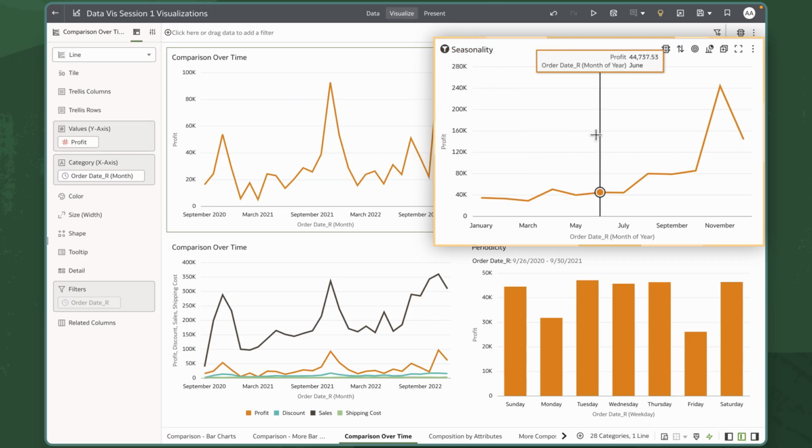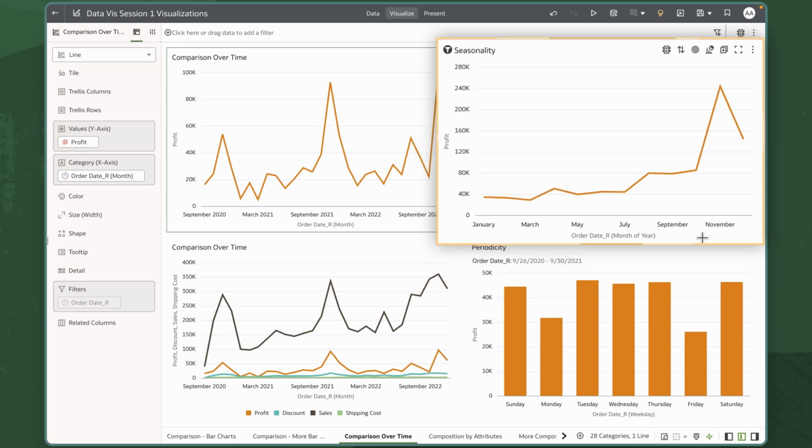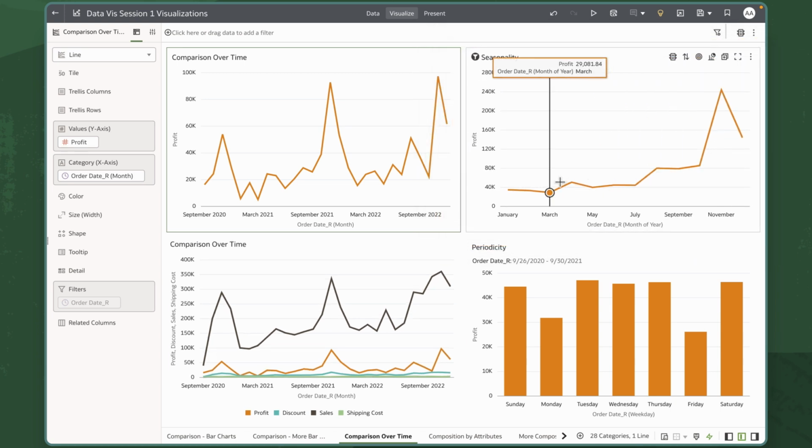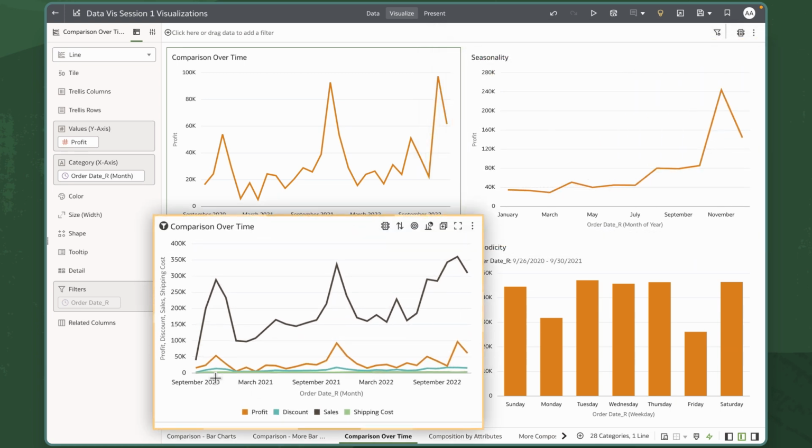This visualization shows which months have the most profit over a period of a few years, using the order date time dimension on the x-axis. I can also compare multiple values or measures in the same line chart.